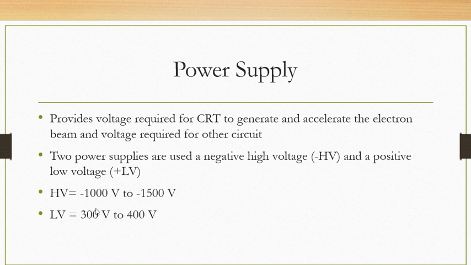That's why it is called a high voltage and that is negative. And the low voltage is, no doubt, positive, from 300 volt to 400 volt. So these are the major power supplies. But another important thing is that some simple circuitry may be there, and this circuitry requires different low voltages. That is also designed by the designer while designing the power supply. So this is all about the power supply.